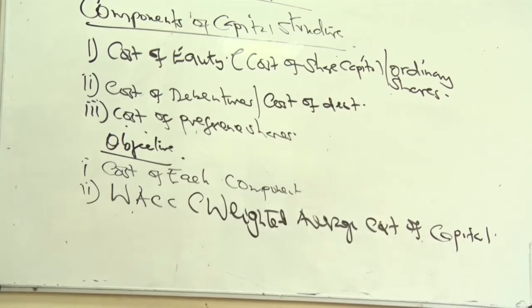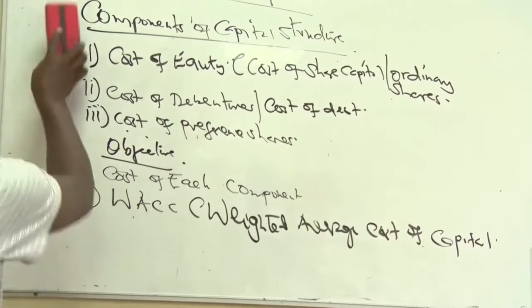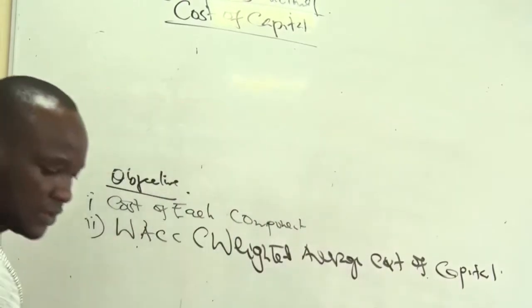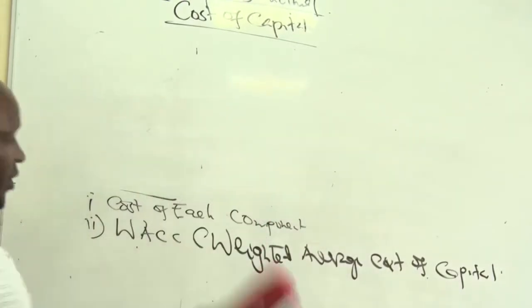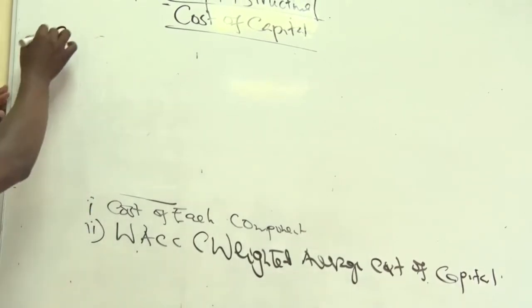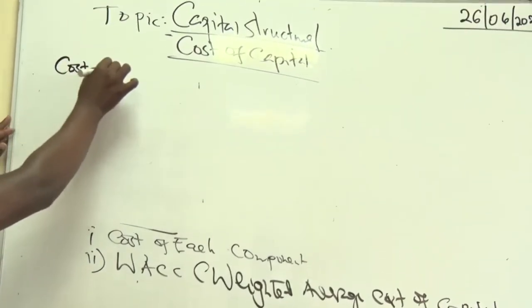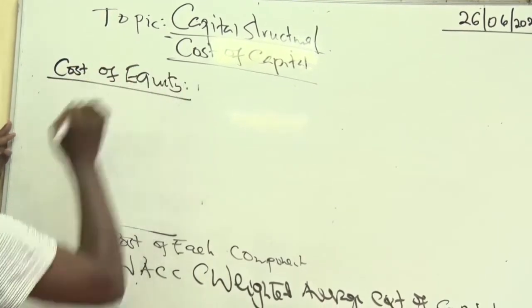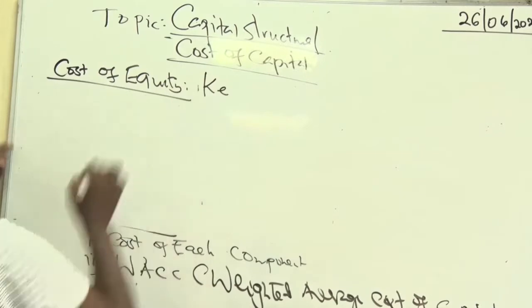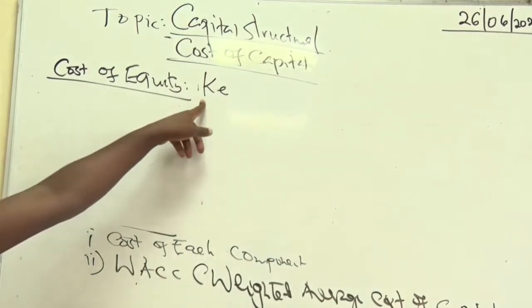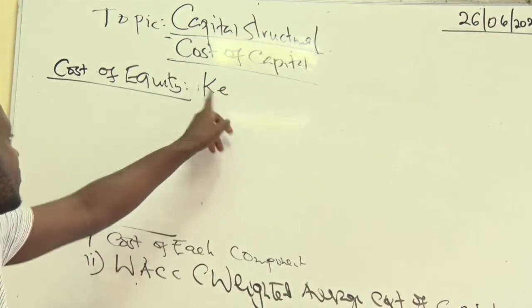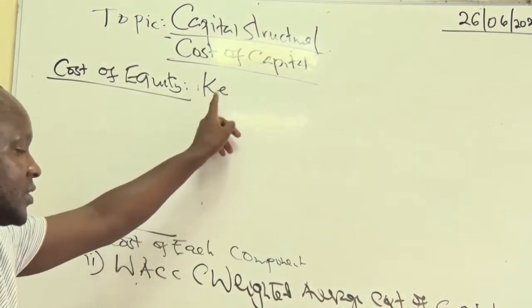So the first thing, let us start with the cost of each capital. How do you get the cost of each capital? Roman 1 here, I will start with the cost of equity. Our abbreviation is KE. K stands for the cost, sometimes we call it capital. But we're talking about the cost of equity.